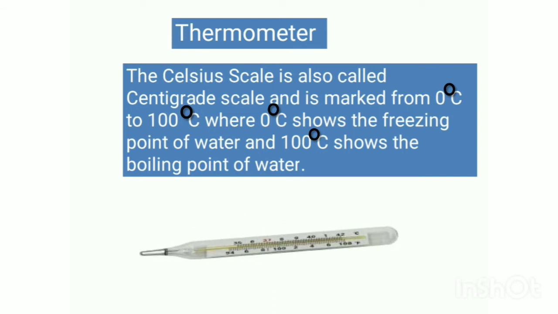The Celsius scale is also called the centigrade scale and is marked from 0 degree centigrade to 100 degree centigrade, where 0 degree centigrade shows the freezing point of water and 100 degrees centigrade shows the boiling point of water. Here you can see a clinical thermometer.